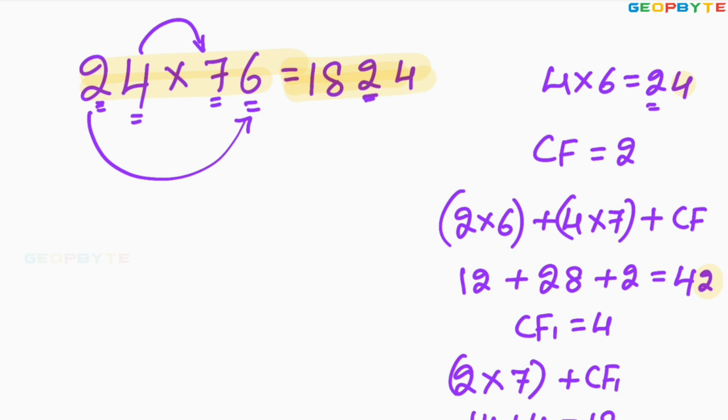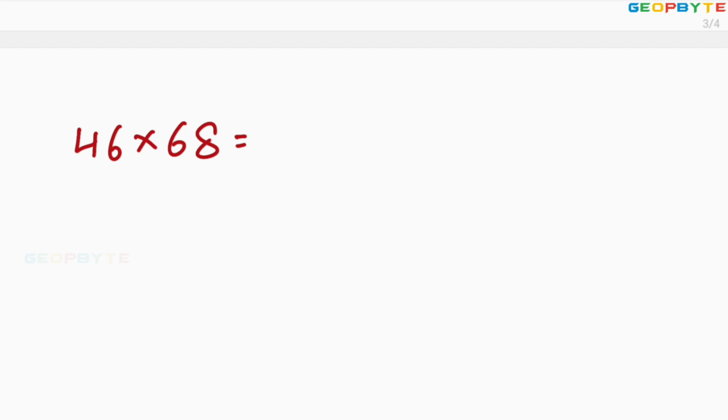Let us take one more problem. Look at the 46 into 68. First, what should you do? You have to multiply 6 and 8. 6 into 8 equal to 48. You write the 8 here. The 4 is coming under carry forward.